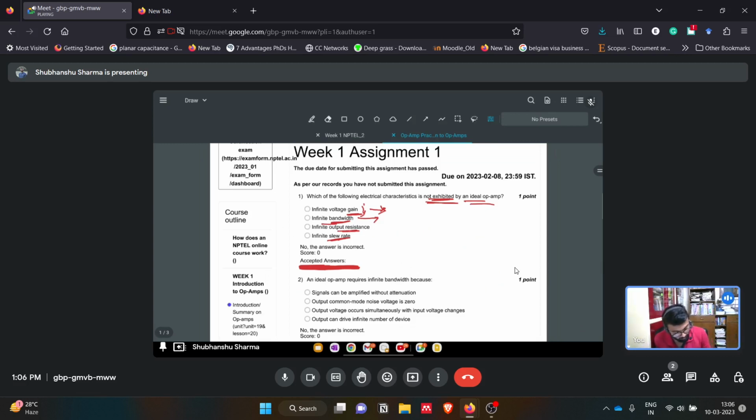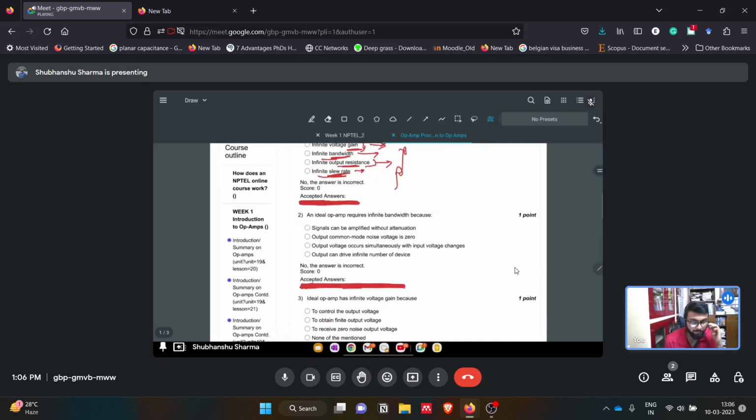Then if we talk about output resistance, they are saying it is infinite output resistance. Will it produce any loading effect on the circuit attached to the output of this op amp? Then there is the case of infinite slew rate. How will this affect things if it is not infinite? So you will have to look at this in question one, for an ideal op amp.